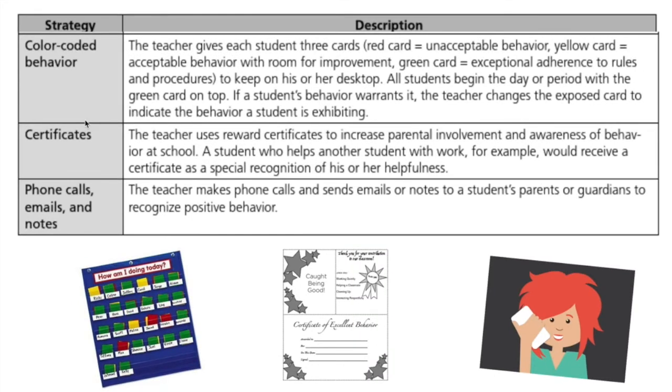Other strategies include color-coded behavior, such as this. Teacher gives each student either a red card, yellow card, or green card based on adherence to rules and procedures. All students are going to start the day or the class period off with a green card on top. If the student's behavior warrants it, the teacher might change that card to indicate another color depending on the behavior the student's exhibiting. We can also consider certificates such as these. This is when the teacher uses reward certificates to increase parental involvement and awareness of what's going on at school. If a student helps another student with work, for example, he or she could receive a certificate as a special recognition of his or her helpfulness.